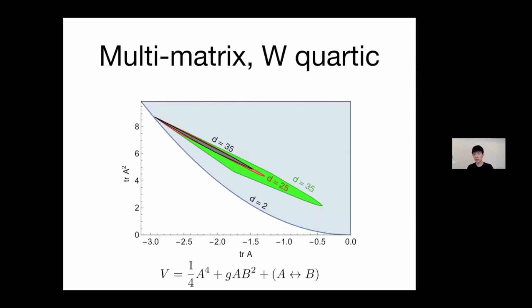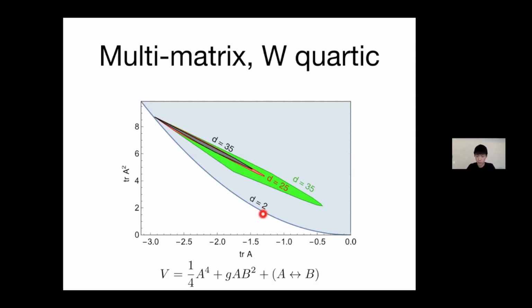Now, we can also explore the quartic model. In the quartic model, the main point is very similar, but the reason for doing this is that we don't expect this model to be integrable, unlike the previous case. And in this model, you see something very similar. So in this case, I'm plotting trace A squared as a function of trace A. The search space, on the other hand, is 8-dimensional. So I'm only plotting 2 of the 8 dimensions, and I'm marginalizing over the other 6 dimensions.